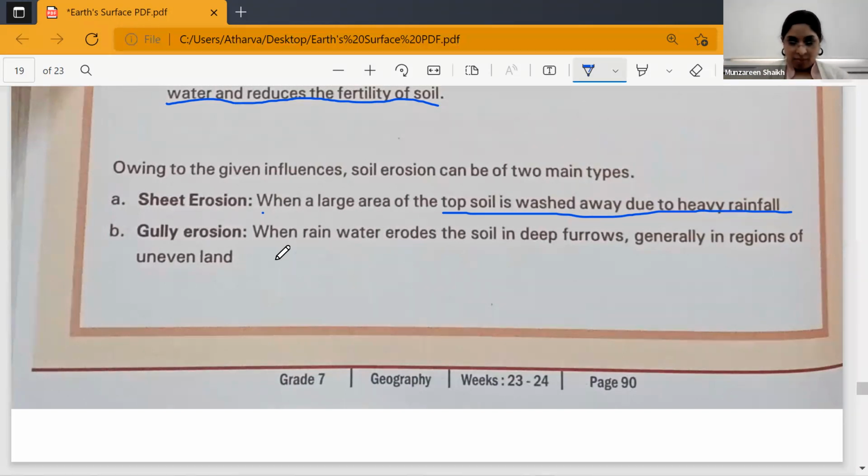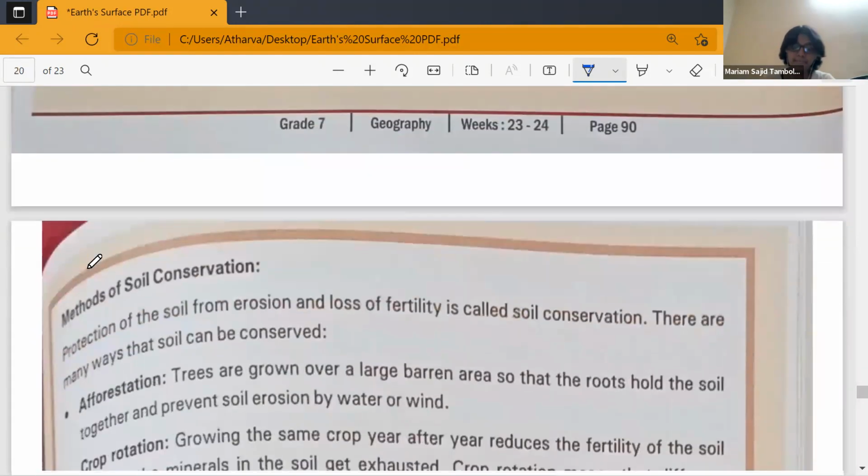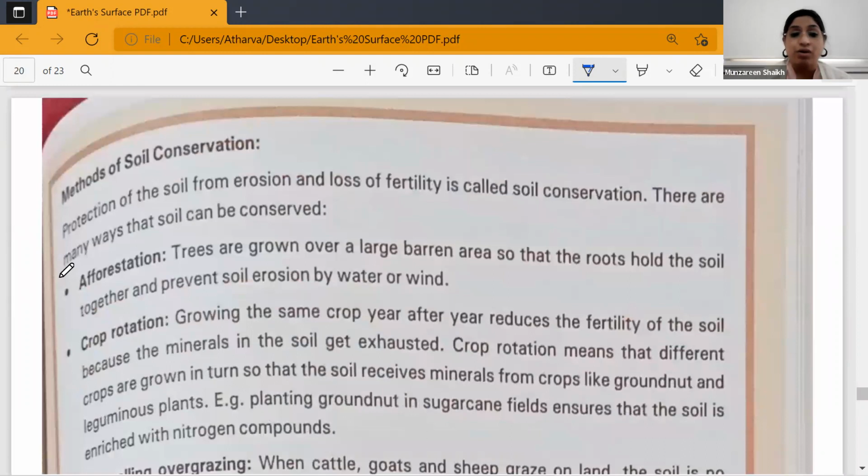Please underline: rainwater erodes the soil in deep furrows, and underline why it erodes: because of the uneven land. Just underline uneven land, in areas where there is uneven land. Clear? Yes, ma'am. Okay, next is methods of soil conservation.